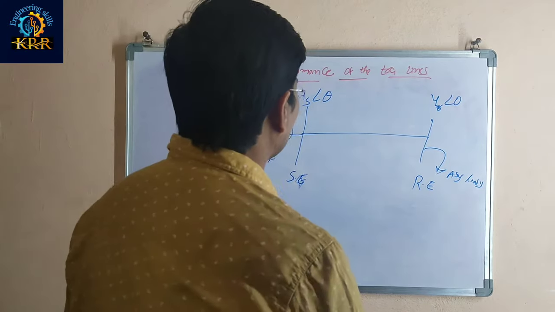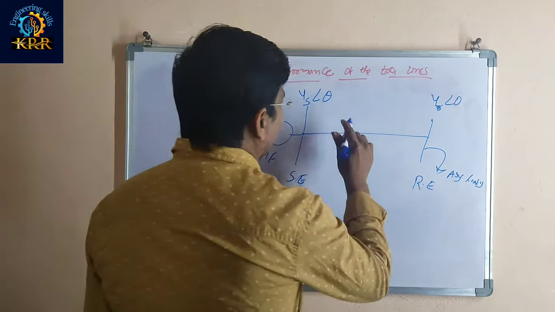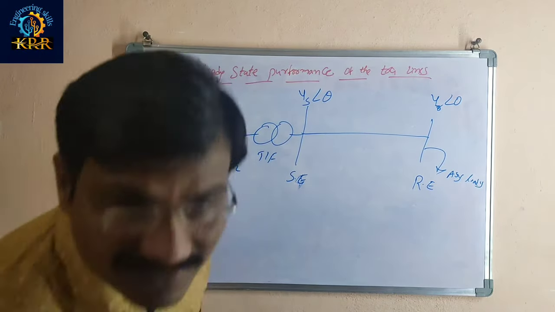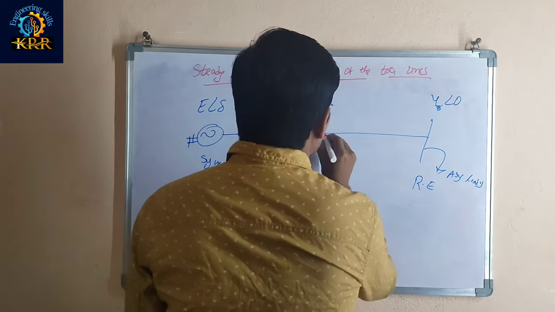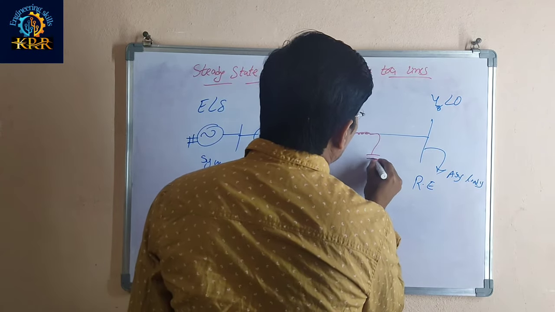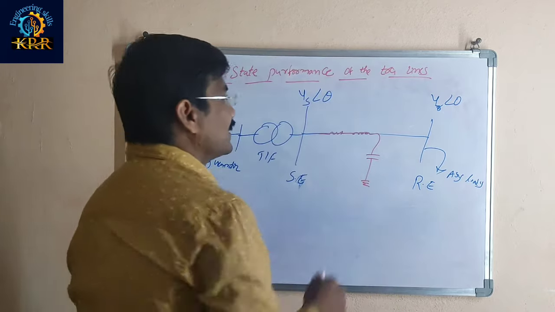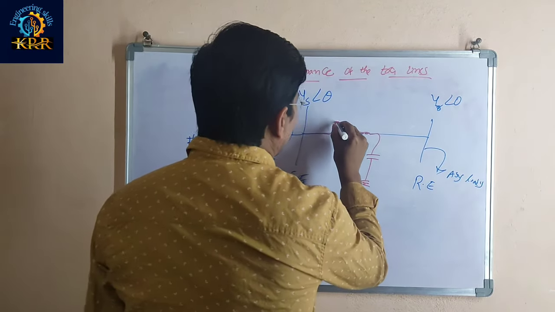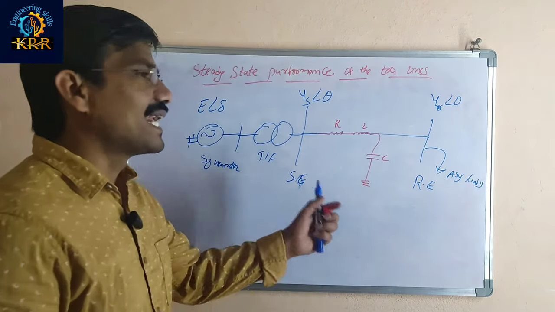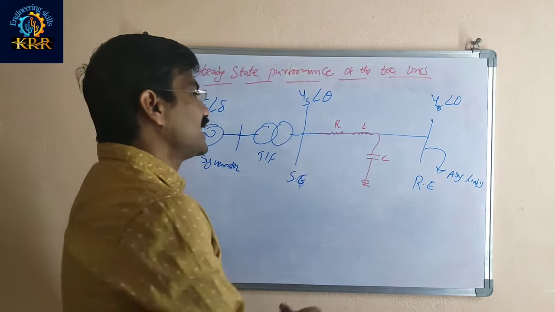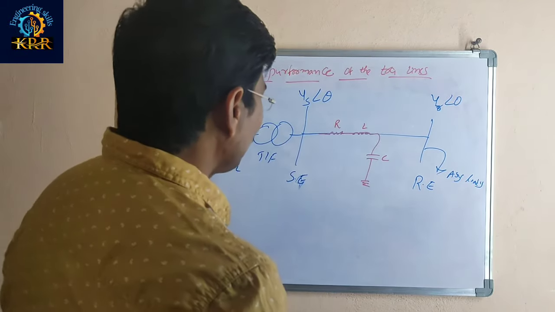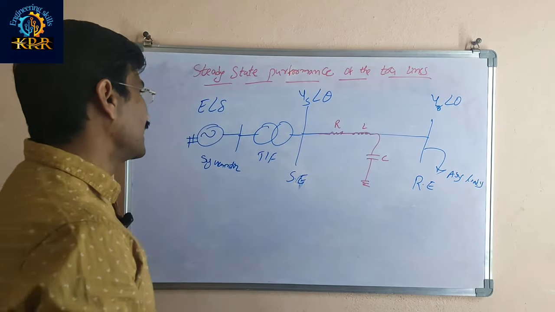This is the transformer. In this transmission line there are some constants: resistor, inductor and capacitor. These are the transmission line constants available.